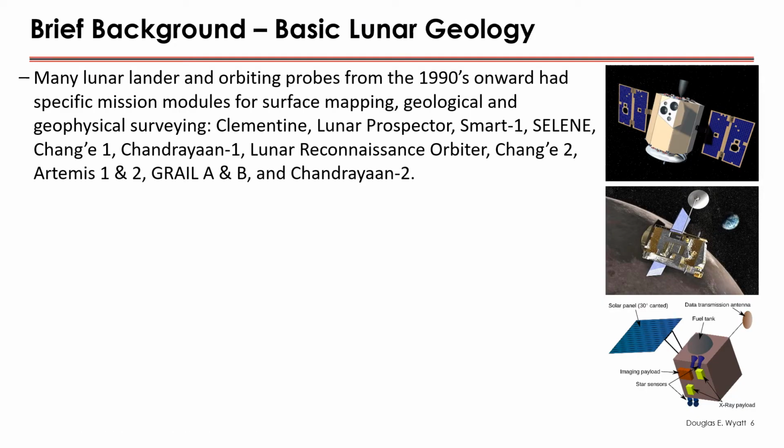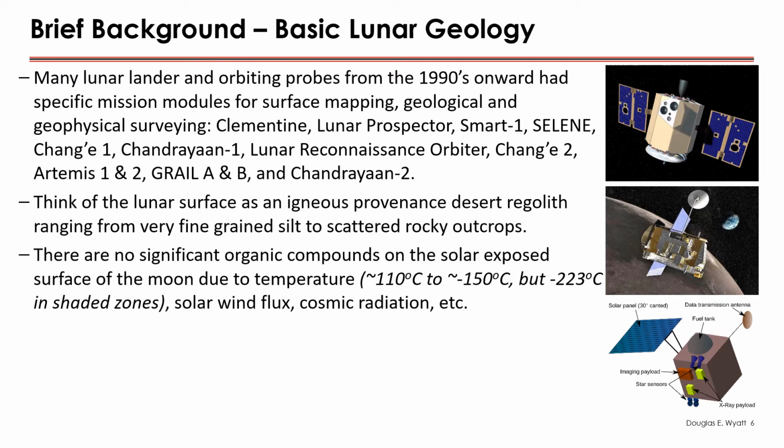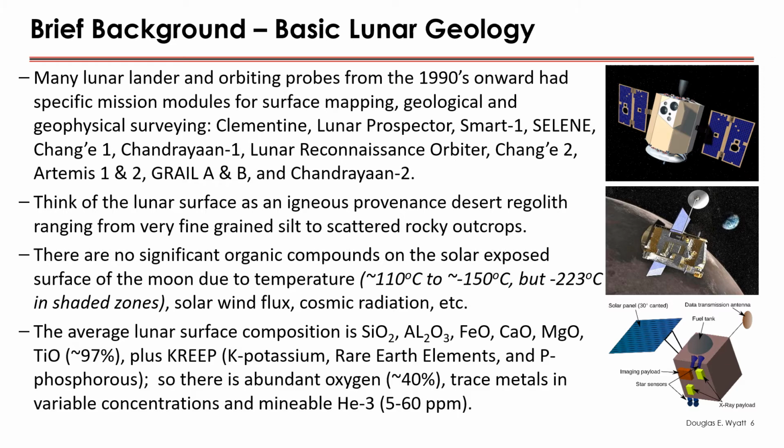Continuing our basic lunar geology discussion relative to deposition, there have been numerous probes since the 1990s with instrumentation for surface mapping and geological and geophysical surveying. There is much data out there. To me, thinking about the lunar surface as an igneous provenance desert regolith, ranging from very fine-grained silt to scattered rocky outcrops, helps me mentally consider my depositional thoughts when I discuss the moon, and the fact that there are no significant organic compounds on the solar exposed lunar surface due to solar wind, cosmic radiation, and temperature.